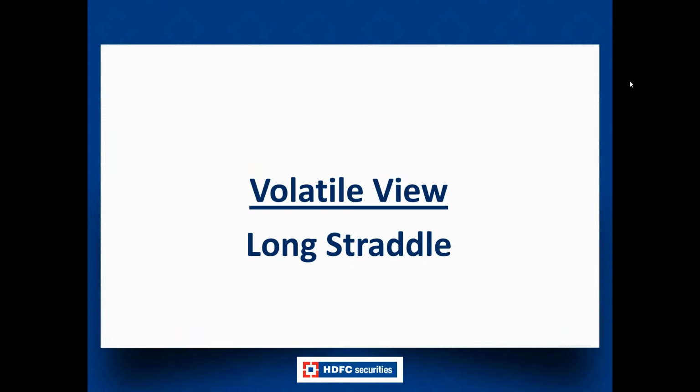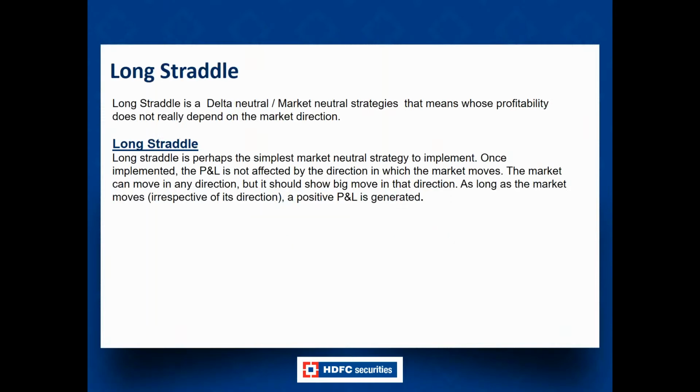Then how you can do this strategy? So we have a strategy called as long straddle strategy. So what you can do in long straddle, so let us understand. Long straddle is a delta neutral or market neutral strategy. That means whose profitability does not really depend on the market direction. Long straddle is perhaps the simplest market neutral strategy to implement. Once implemented, the P&L is not affected by the direction in which the market moves. The market can move in any direction, but it should show big move in that direction. So as long as the market moves, a positive P&L is generated.